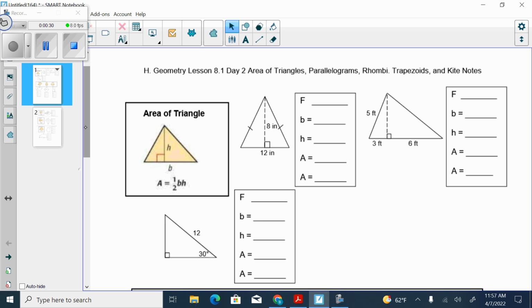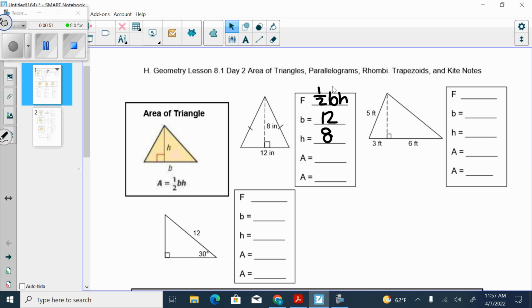So the first one, F, just stands for formula. So the formula for area of a triangle is 1/2 base times height. And we're using it for this picture that's right beside it, okay? So they ask for B, which stands for base. What's the base of this figure? Very good. And what's the height of this figure?